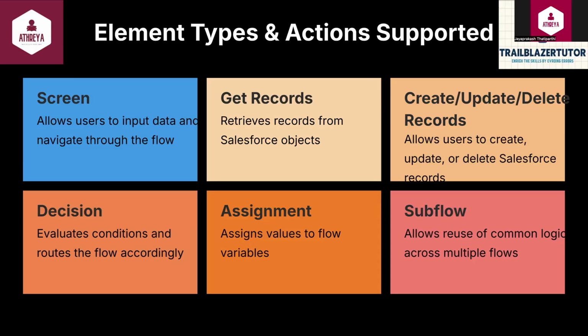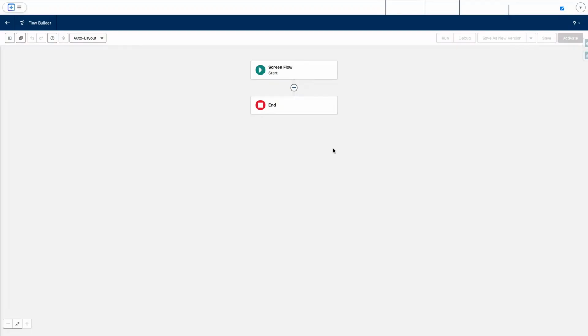So to summarize, screen elements engage users, data elements manage records, logic elements control the flow's path, and subflows make your automation modular and reusable. Apart from this, screen flows also support the loop variable and error handling. Now let us see the various types of elements and actions supported by ScreenFlow.